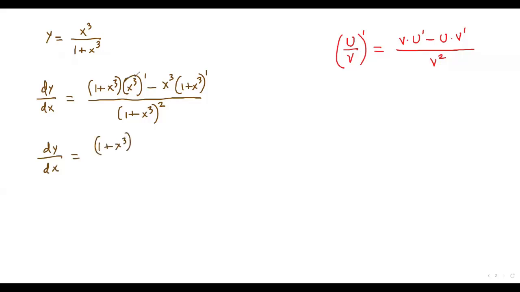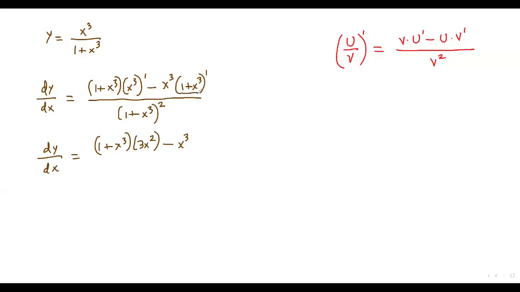And when I find the derivative of this x to the third power, I'm getting 3x square. I'm just using the power rule of derivative. That is, I bring this exponent 3 in front of x and subtract 1 from the exponent. Then I'm getting 3x square, minus x to the third power.